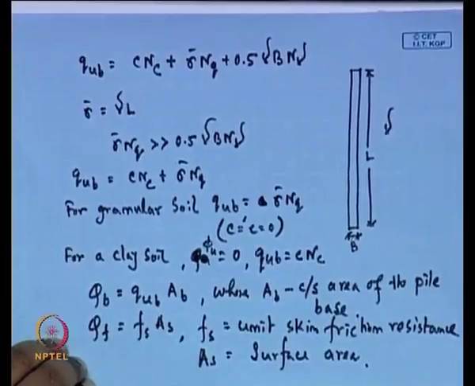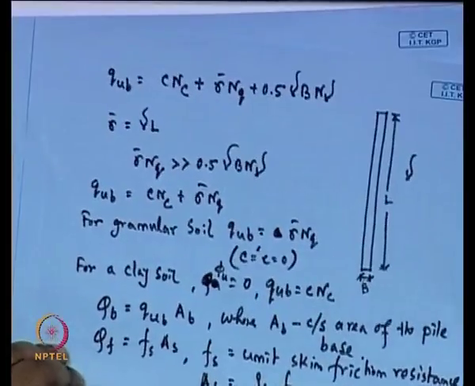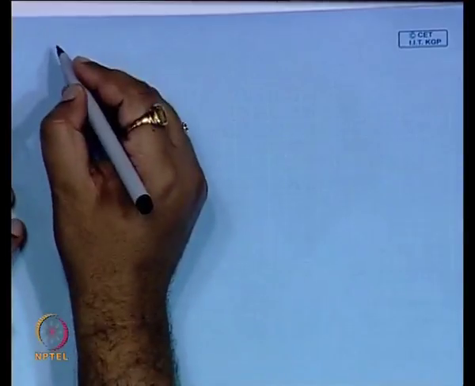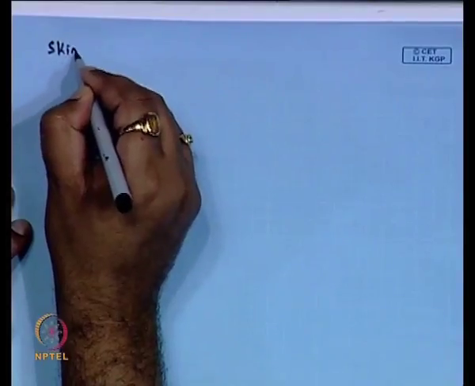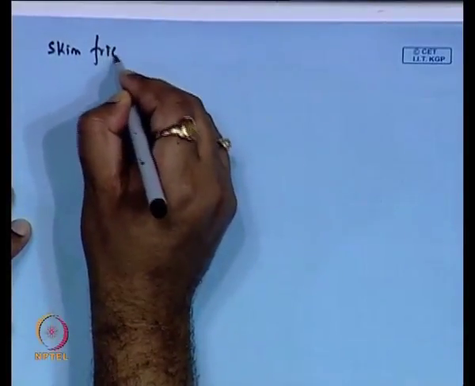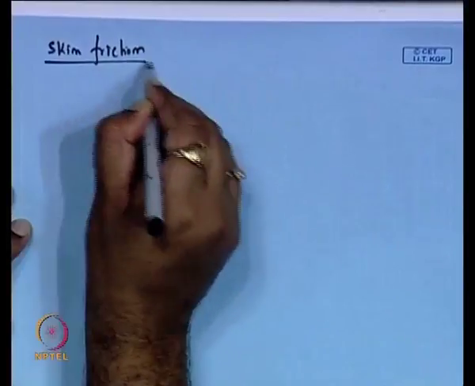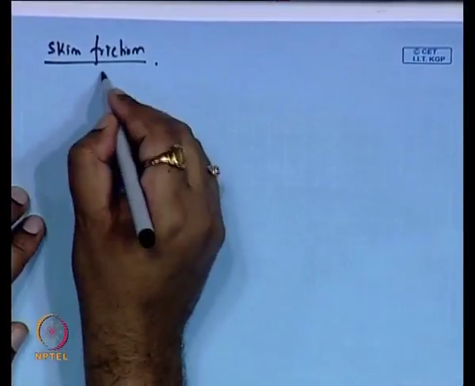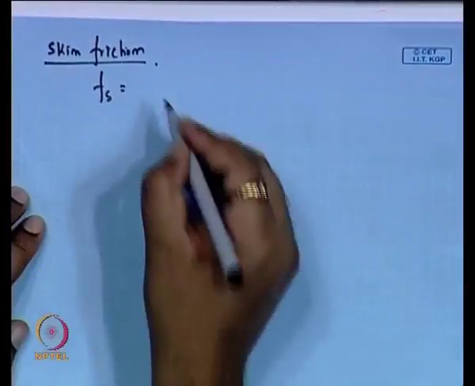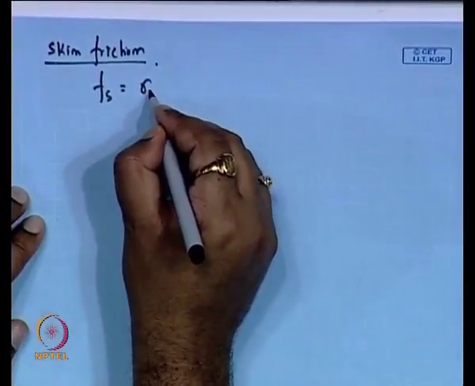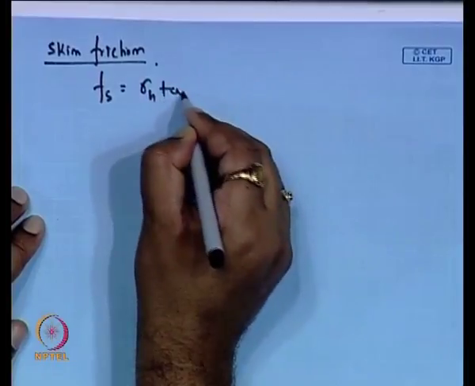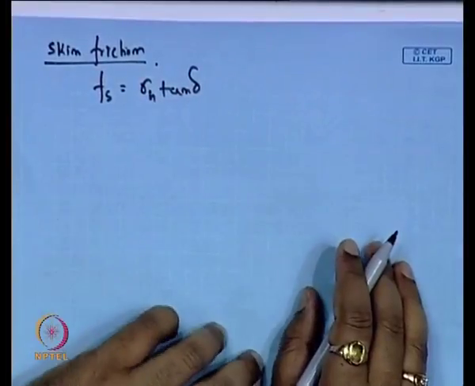So, now we will calculate the other parts. How to calculate this skin friction? We know how to calculate the tip bearing resistance. Now, we will go for the skin friction. So, F s we can write as sigma h into tan delta. Now, what is sigma h?